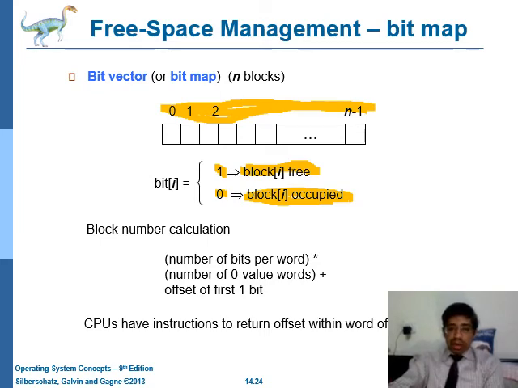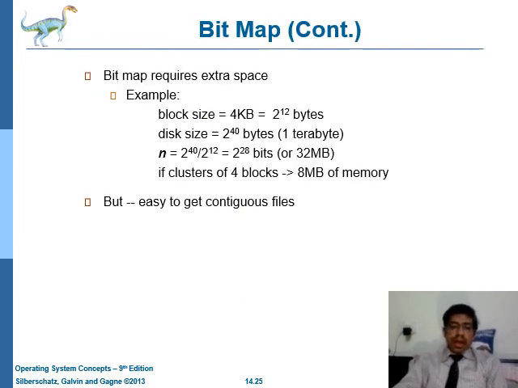Hence, the block number calculation would generally be the number of bits per word times the number of zero-value words, plus the offset of the first one bit. CPUs generally have instructions to return the offset within the word limits. The bitmap will generally require some extra space, as I discussed. For a 32 block disk, 32 bits would be required.